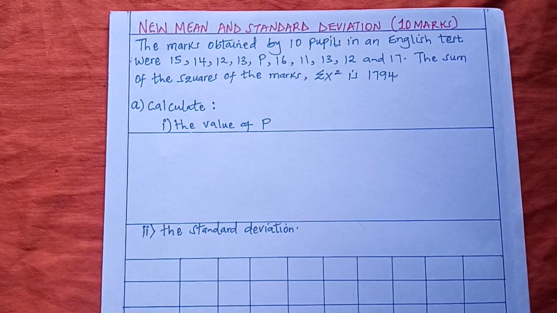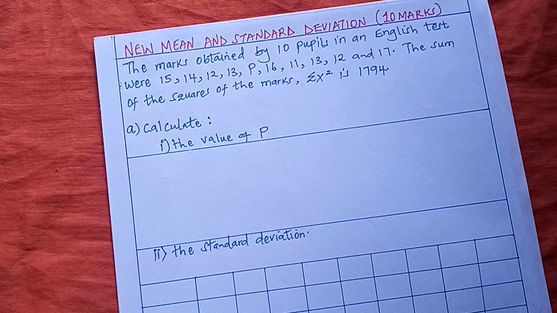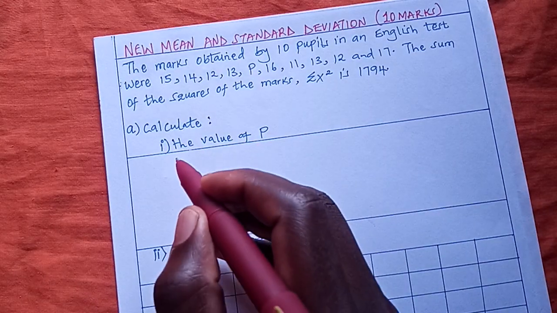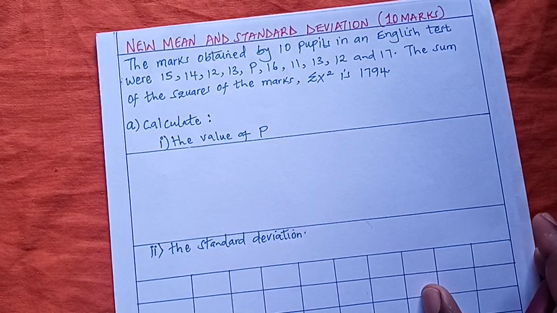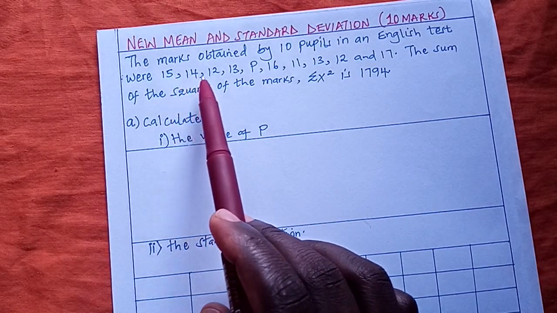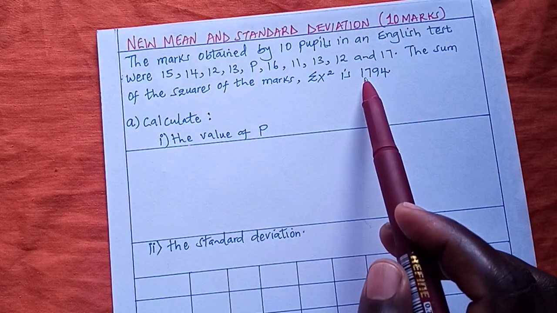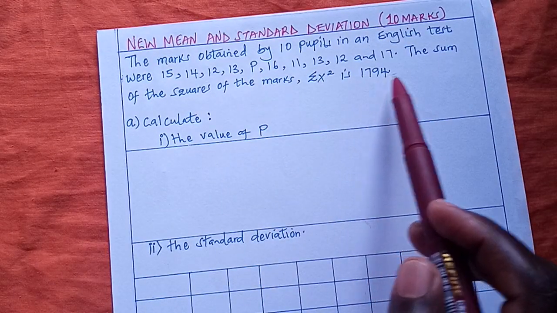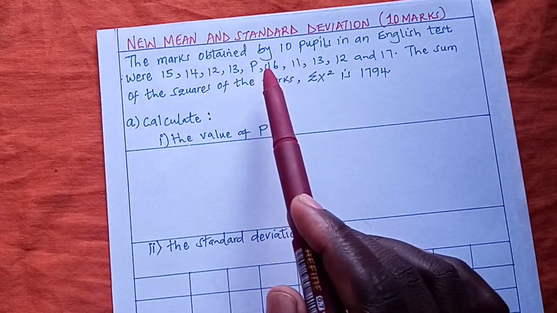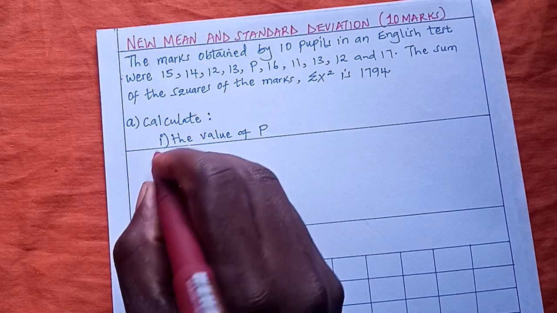Now, how are we going to do that? We have already been given a hint from the question. The hint is that after getting the square of all these numbers, P included, the total is 1,794. So we are going to get the value of P. Let us begin. The solution part is here.